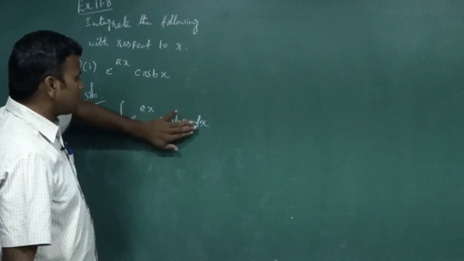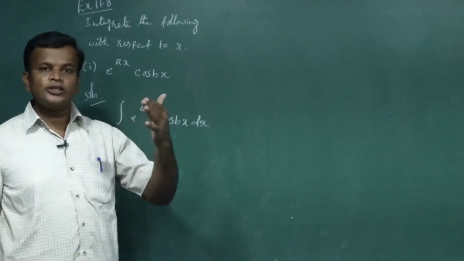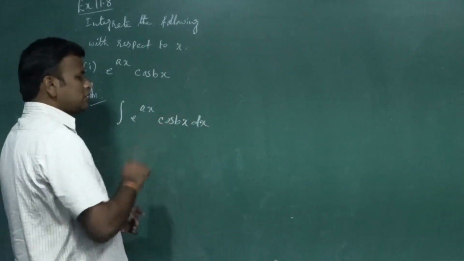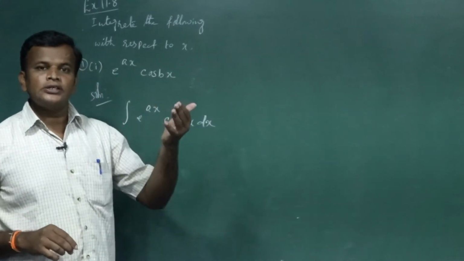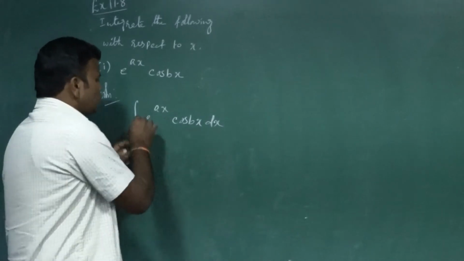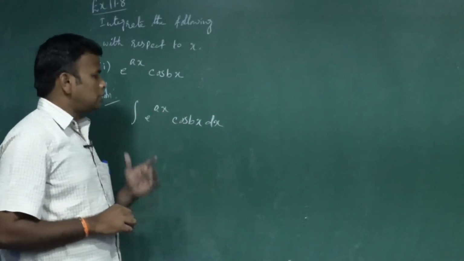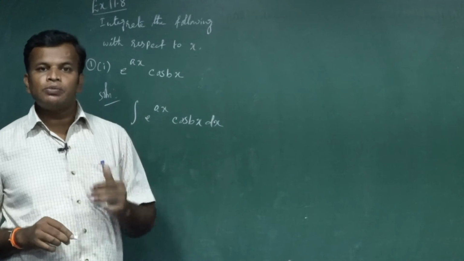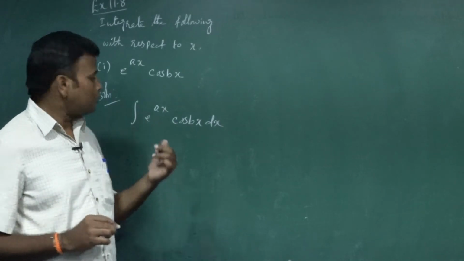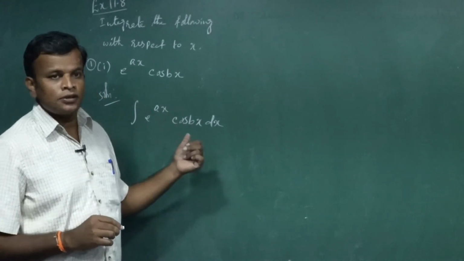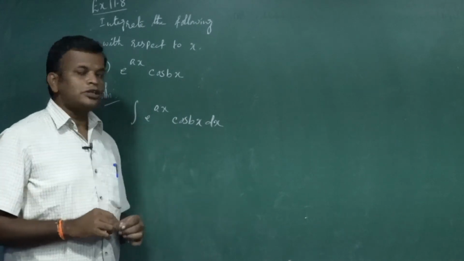Suppose e power ax alone, the integrating value is e power ax by a. Cos bx alone is sin bx divided by b. But both are in variable and also in product. The UV formula is applicable only for differentiation. It's not differentiation, it is integration, but we integrate fully with respect to x.